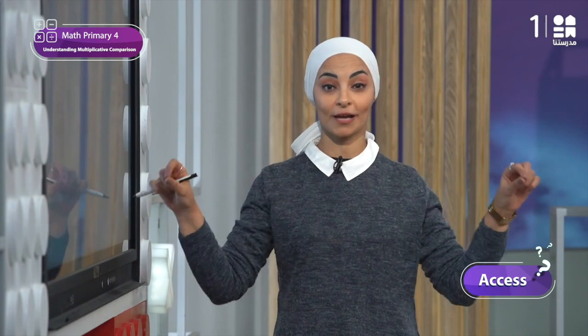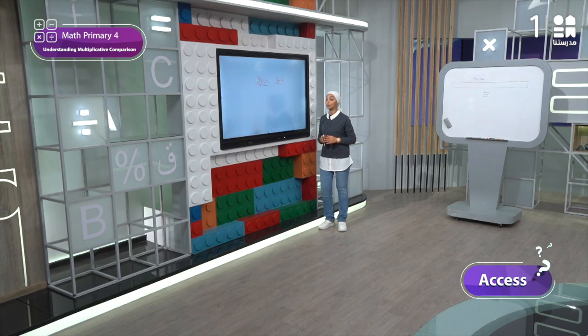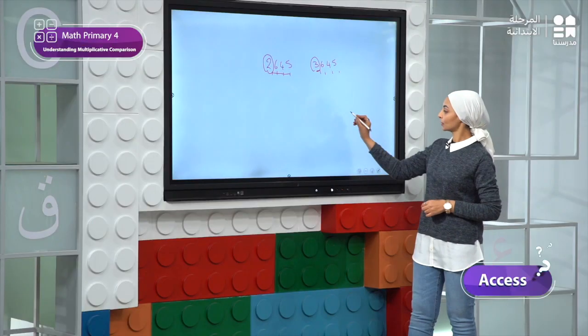Now we will use something called a tape diagram. هنستخدم حاجة اسمها tape diagram عشان نعمل إيه؟ To compare numbers using multiplication. This will help us understand the relationship. هنعرف العلاقة between the numbers. Let me explain this for you. Now, let's draw the model.